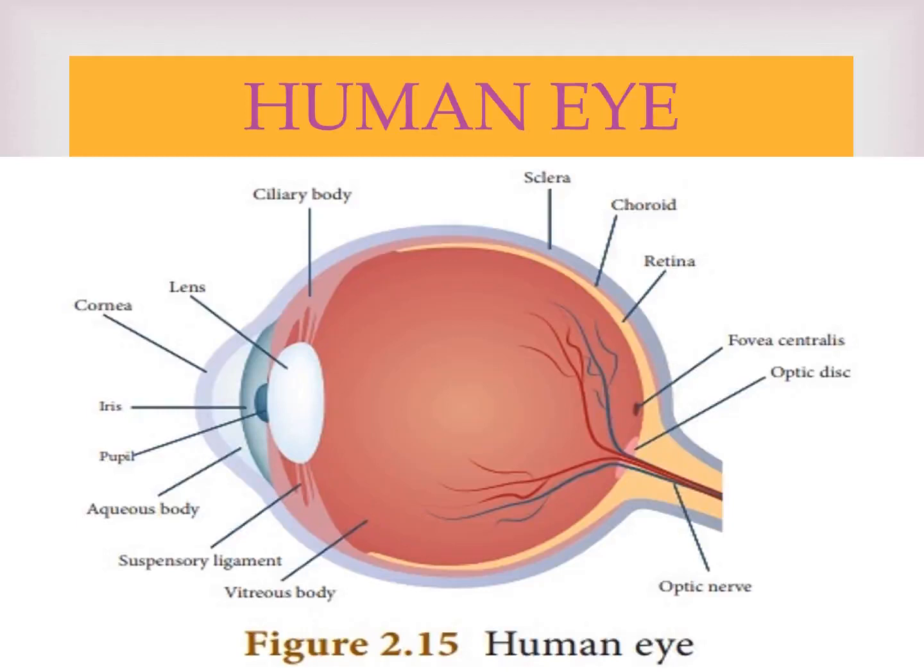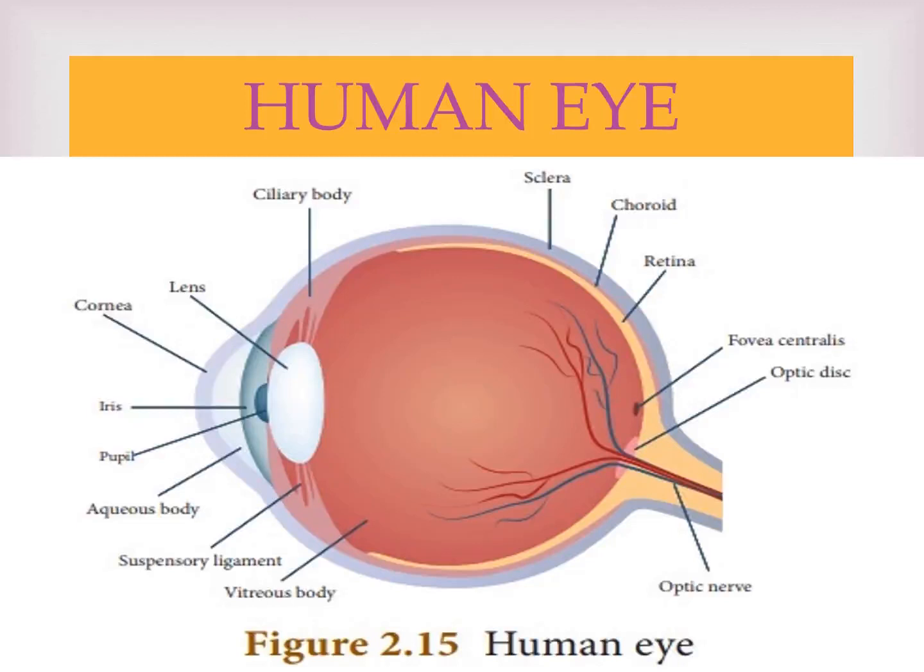Cornea, iris, pupil, retina, ciliary muscles, eye lens. These are the most important parts of the eye. First of all, cornea. See in the picture, there is a bulged outer layer that is called cornea. It is a thin and transparent layer on the front surface of the eyeball. It is the main refracting surface.